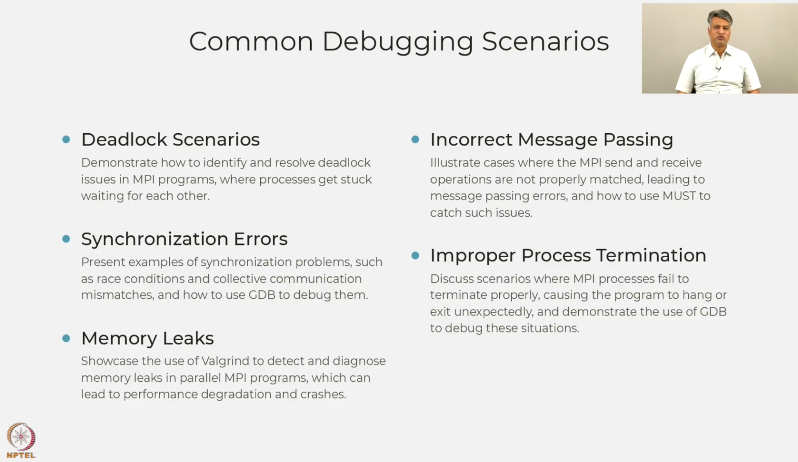In this case, we can use GDB to debug the situation, where we can see that a particular variable might not be getting updated or a particular MPI function is continuously waiting to receive messages. We can also have improper process termination from a node being turned off by mistake or a power failure of a particular node.